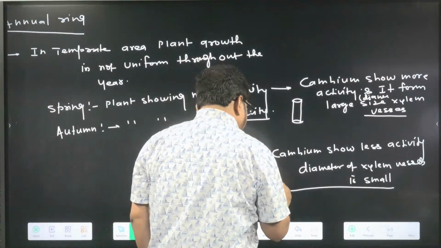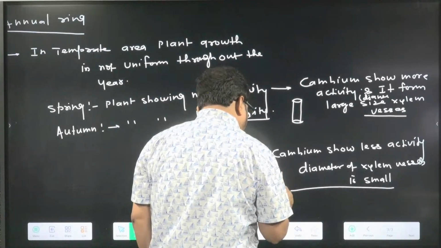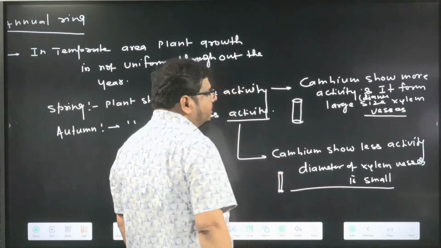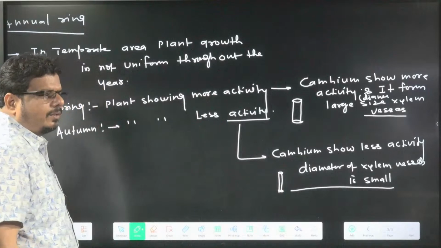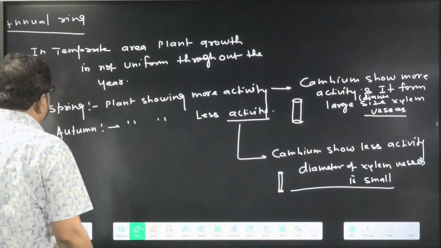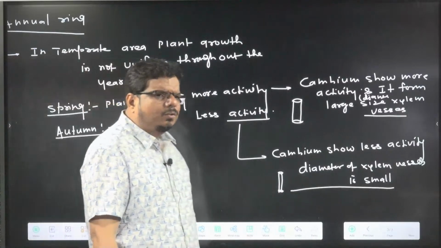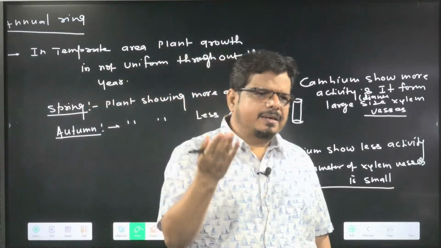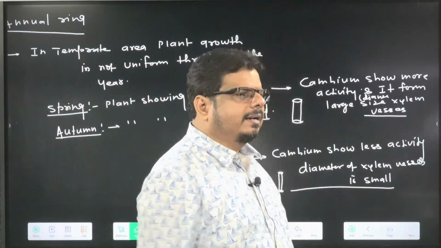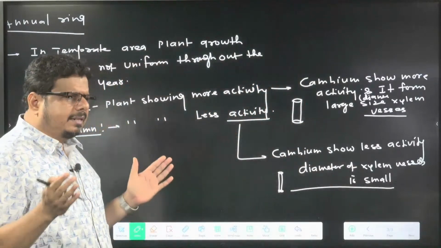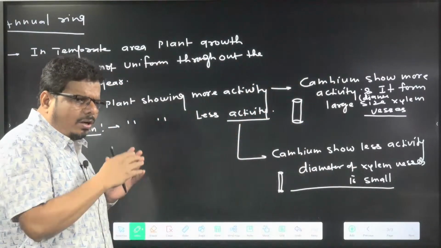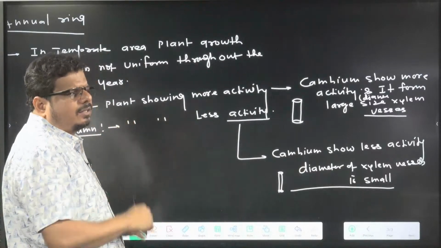Spring season. And narrower tube forming in which season? Autumn season. Understanding the idea or not? Did the picture come into the mind or not? And these are due to seasonal variation, because plant growth depends on some external factor and some physiological factor. So the activity of the cell is not uniform all the time. Some factor is controlling it.